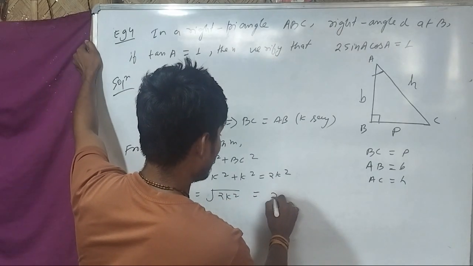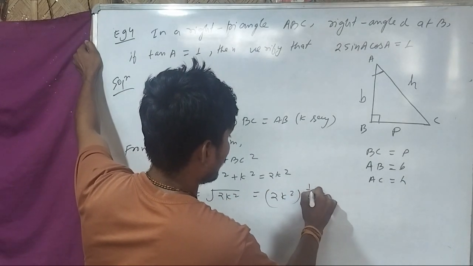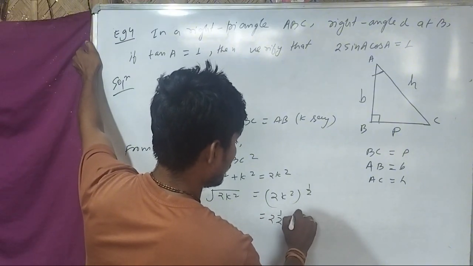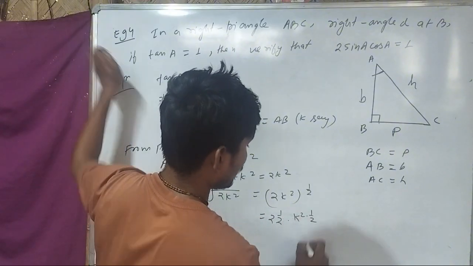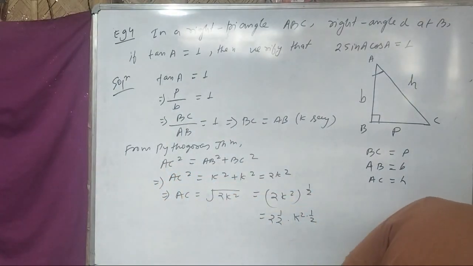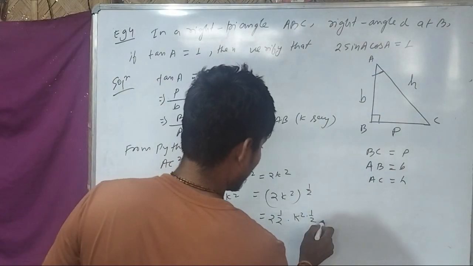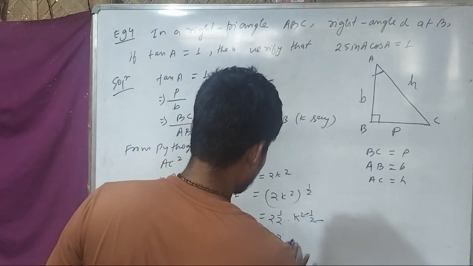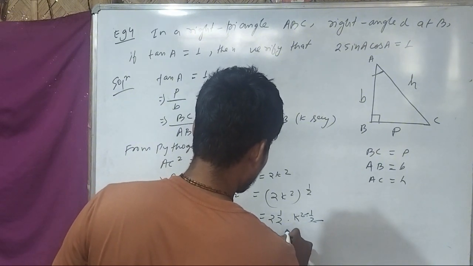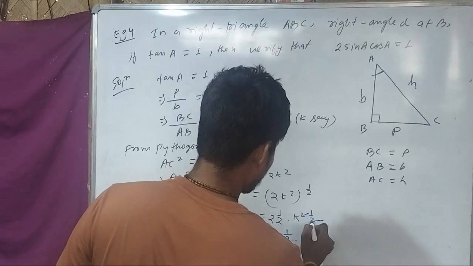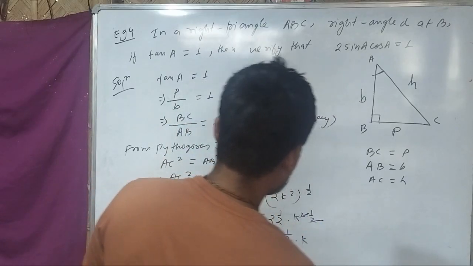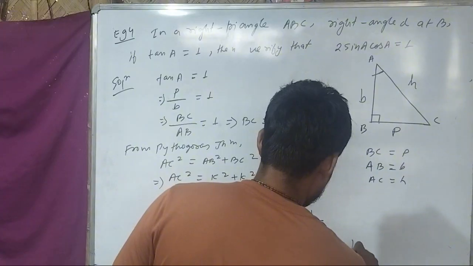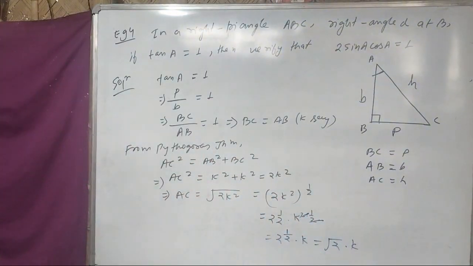So it will be 2K square to the power 1 by 2, that is 2 to the power 1 by 2 into K square to the power 1 by 2. Okay, so see here, 2 to the power 1 by 2 into K. The square and square cancel. So 2 to the power 1 by 2 is nothing but root 2 into K. Okay, up to this much clear.